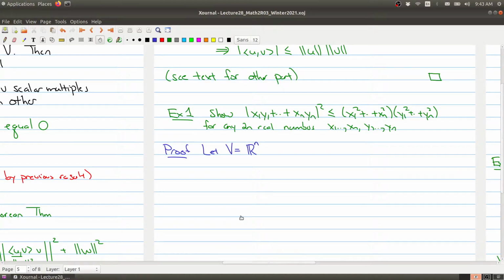So welcome to part 3 of lecture 28. In the last part, we introduced the Cauchy-Schwarz inequality. And in this part, I just want to show you some examples about why this inequality is so great.